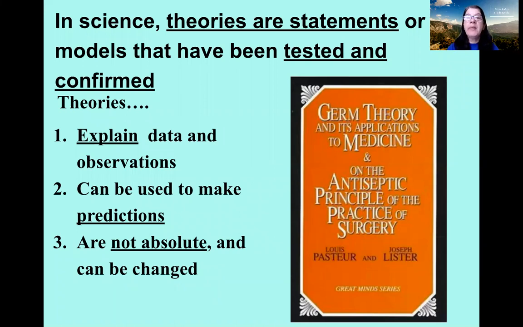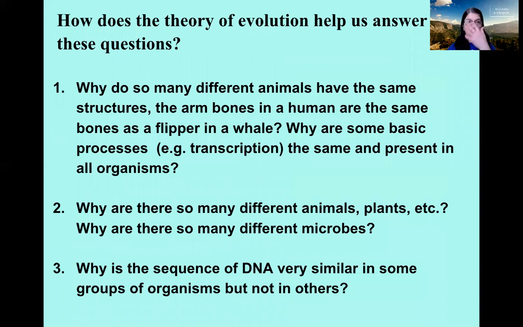An example of a theory is the germ theory that states that many communicable diseases are caused by germs, by microorganisms. Theories explain data and observations. Theories can be used to make predictions. And again, theories are not absolute and they can be changed. So let's examine now the observations about life that the theory of evolution helps us answer.